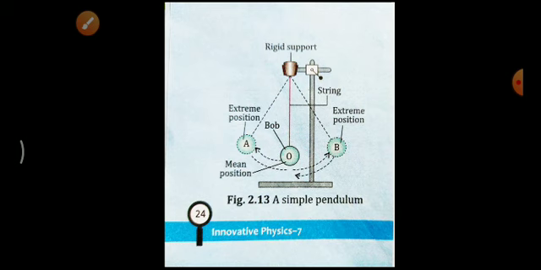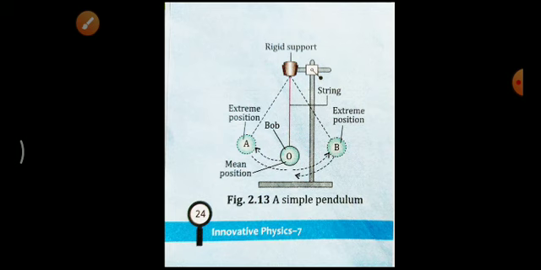Today we will discuss one experiment which is given in your book, about how to measure the time period of a simple pendulum. You know time period means the time taken to complete one oscillation. We will also discuss the factors which can affect or not affect the time period of a simple pendulum. So without delaying, let's get started.